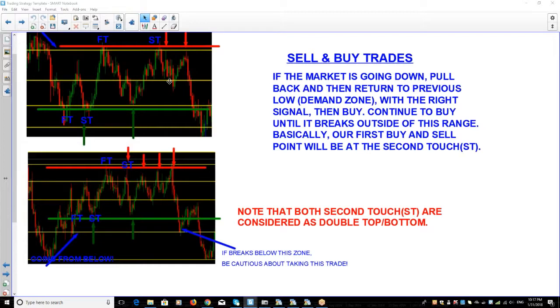Yeah, so you said basically this would be classed as a double bottom. So on the second touch with the right signals, meaning bullish engulfing candles or pin bars, then you take the buy position. And when you have the double top at the second touch, you sell again with the right signals, bearish engulfing candles or pin bars.